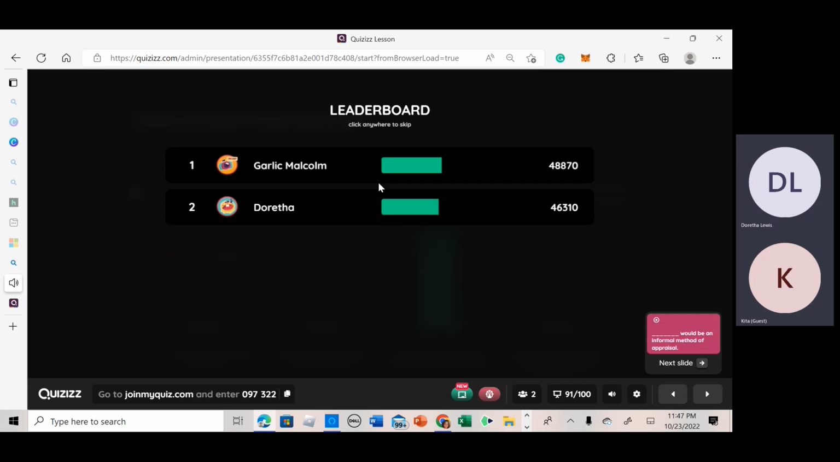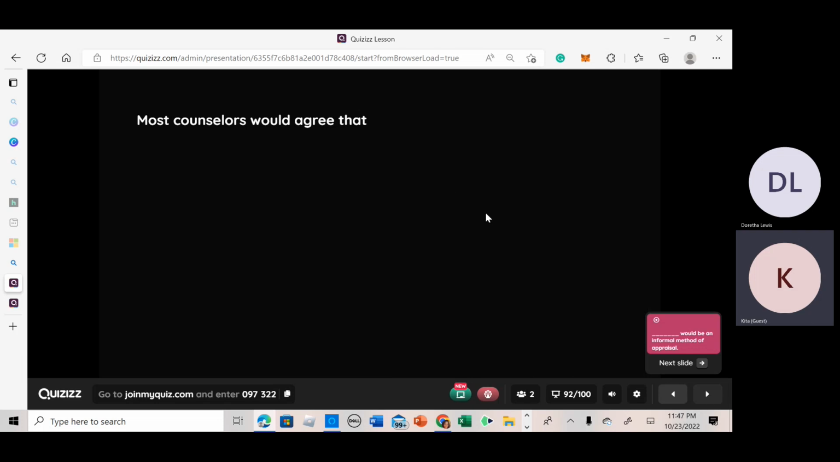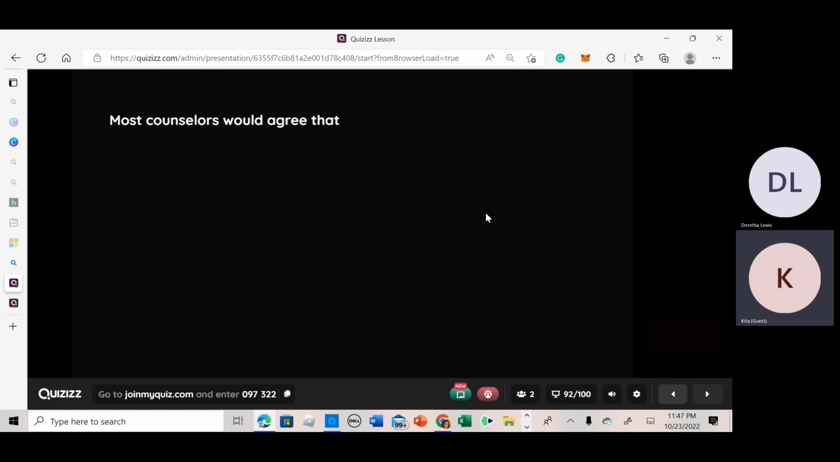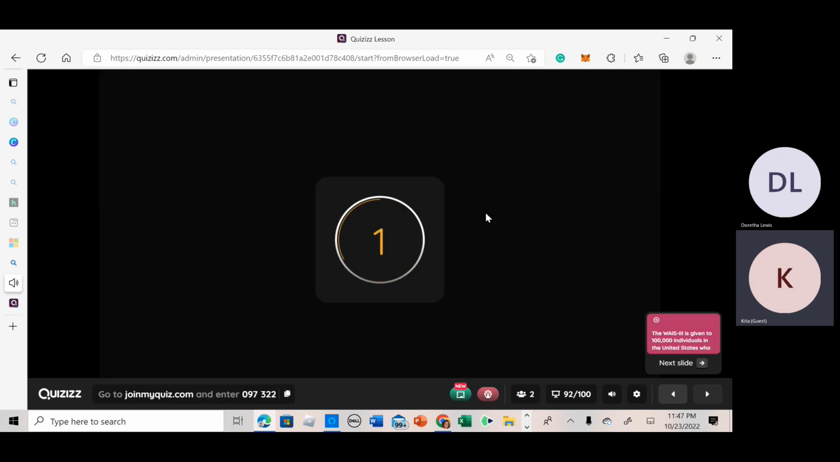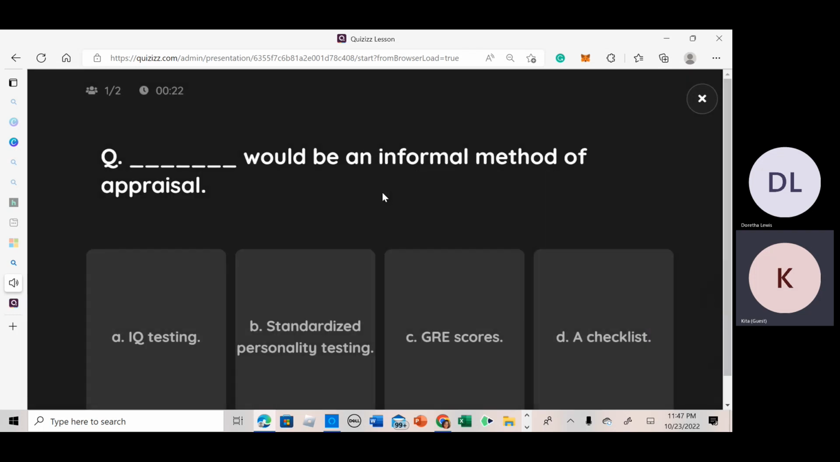Most counselors would agree that C, more public education is needed in the area of testing. A checklist would be an informal method of appraisal.